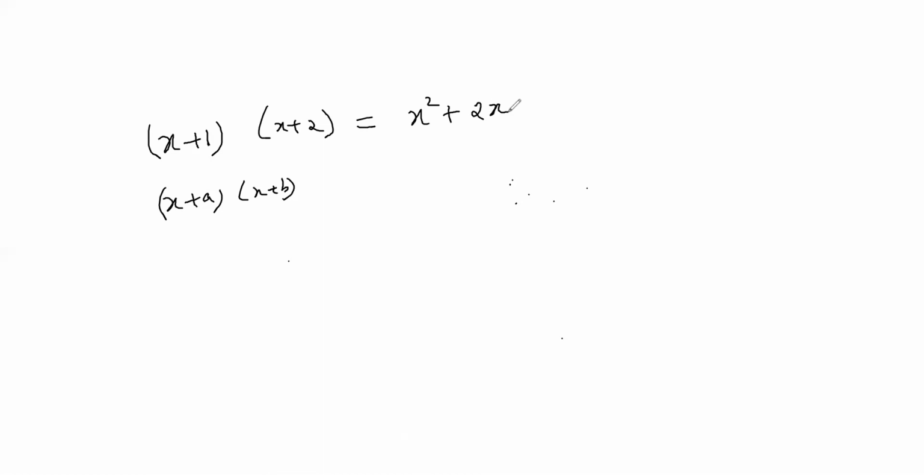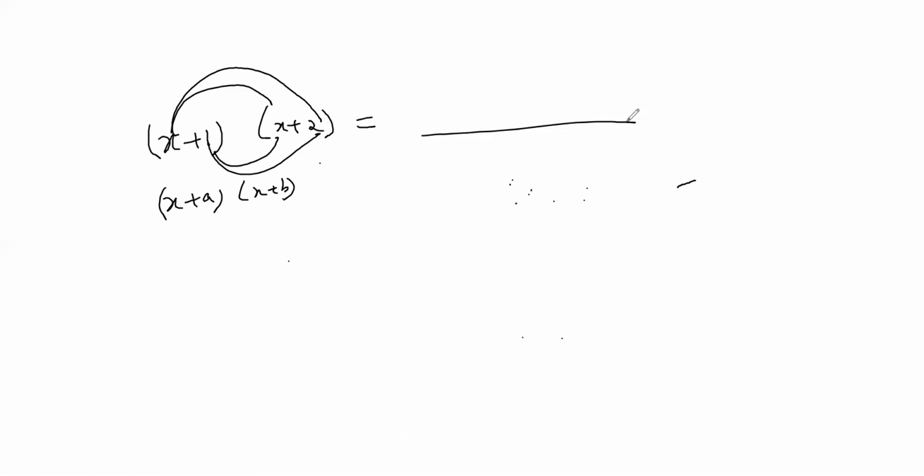Or 3x? What should come? A plus b into x, right? Plus 1 into 2, 2 will come. x square plus 3x plus 2. Or else, if you're facing difficulty in this, rub everything and do our normal thing: x into x and then x into 2, 1 into x and then 1 into 2. Then you do it and then you start solving the thing.